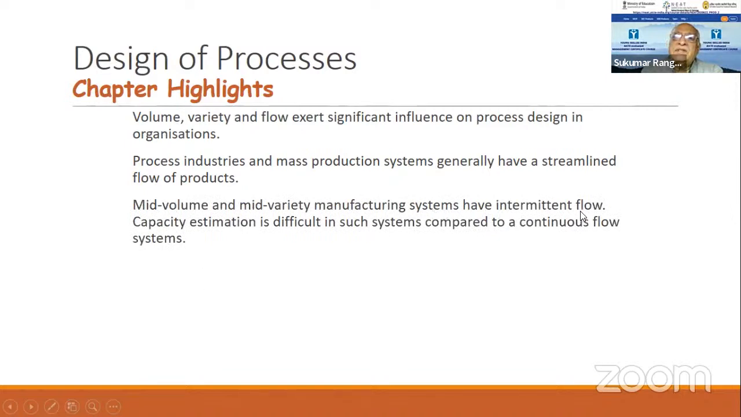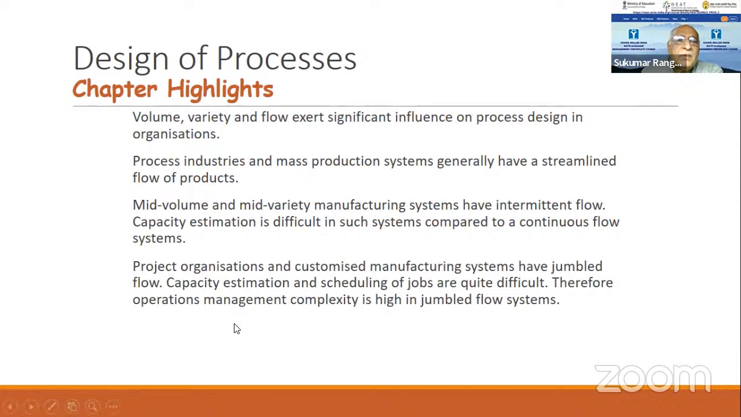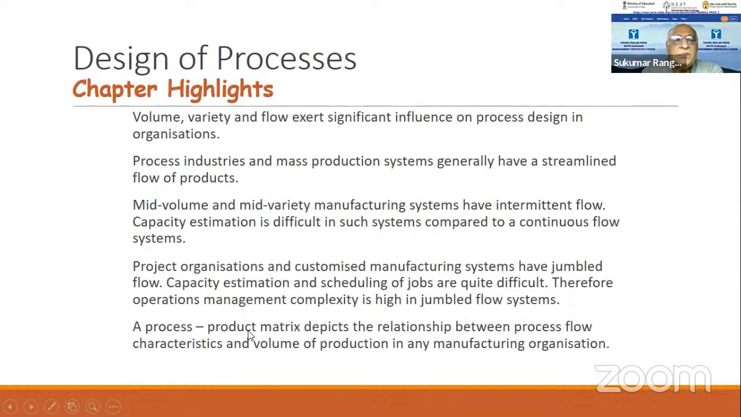Mid-volume, mid-variety manufacturing systems have intermittent flow. Capacity estimation is difficult in such systems because the ticket size varies very much from a 0.25 HP to 100 HP, as we talked about in one example. Project organizations and customized manufacturing systems are jumbled flow. Capacity estimation and scheduling of jobs is extremely difficult. Therefore, operations management complexity is high in jumbled flow systems. A process product matrix depicts the relationship between the process flow and the volume of production that we saw in a very simple chart.